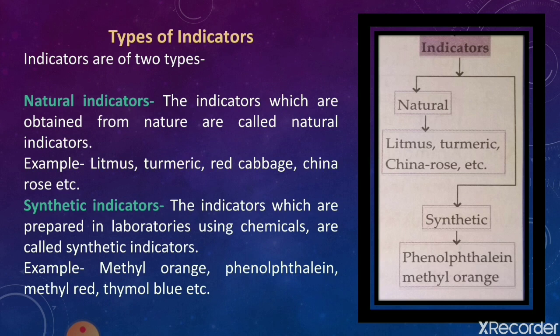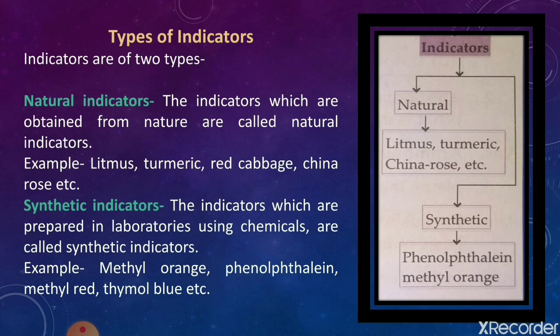Natural indicators means the indicators that we get from nature. Nature means we get indicators from plants. So the indicators which we obtain from plants are called natural indicators. Examples of natural indicators are litmus, red cabbage, China rose, turmeric, etc.